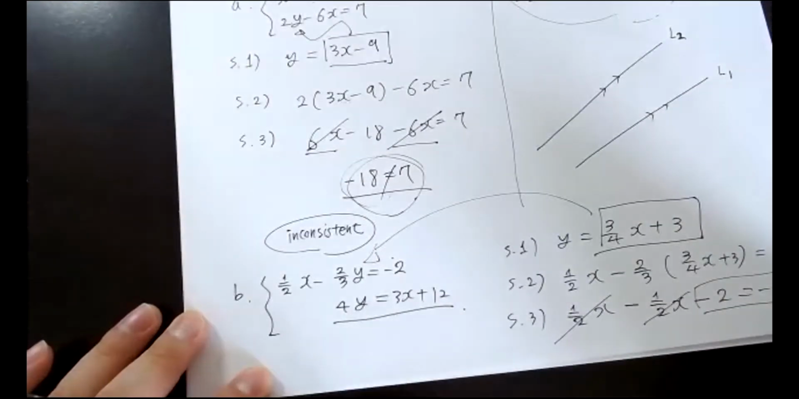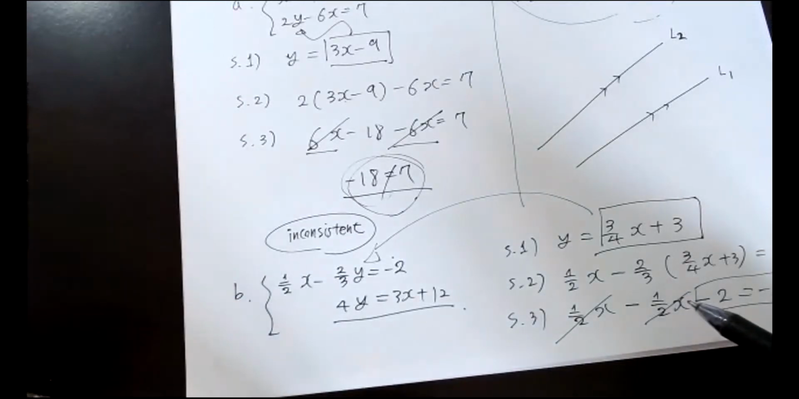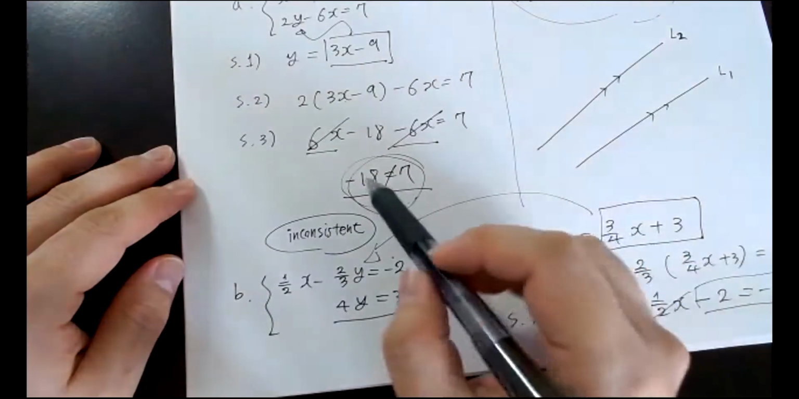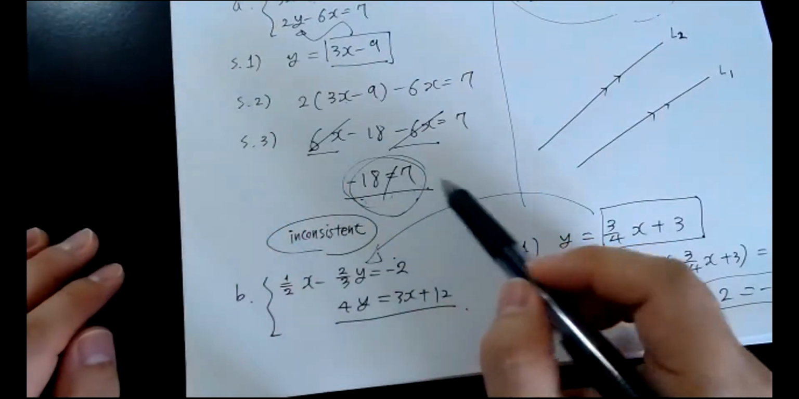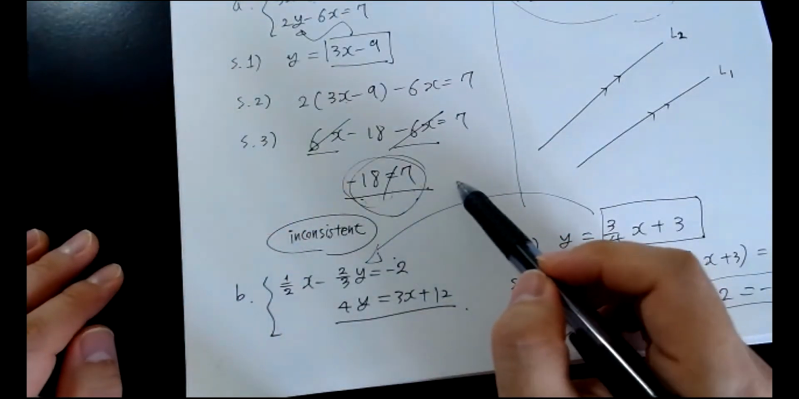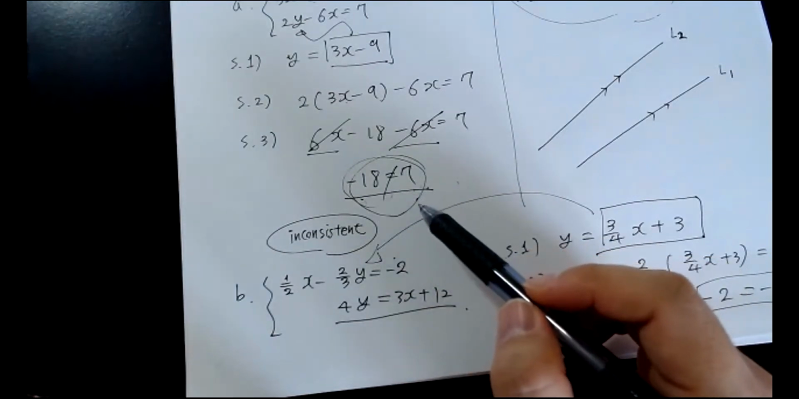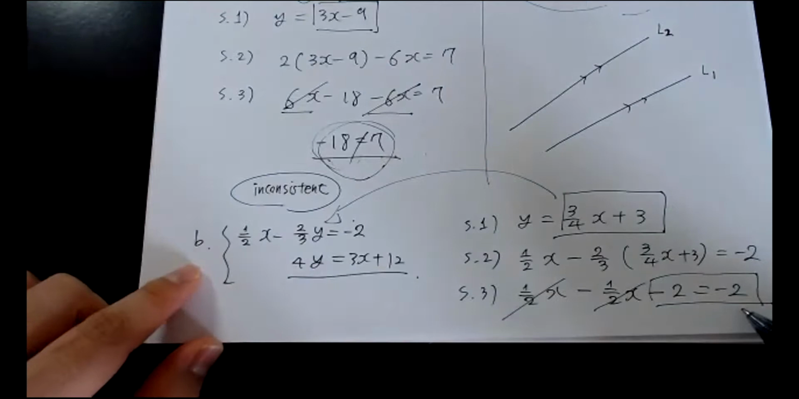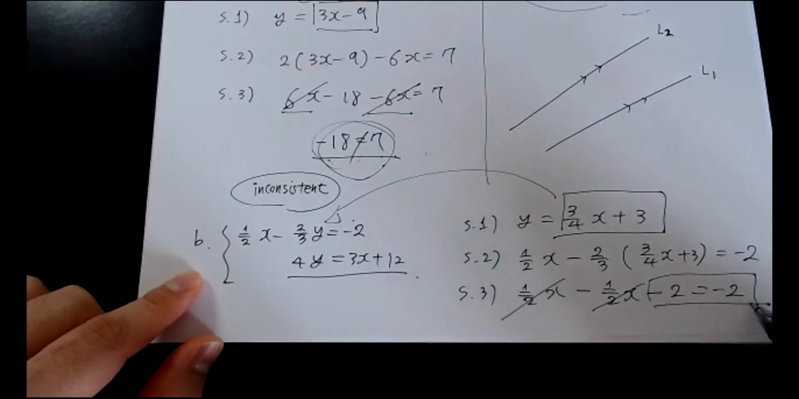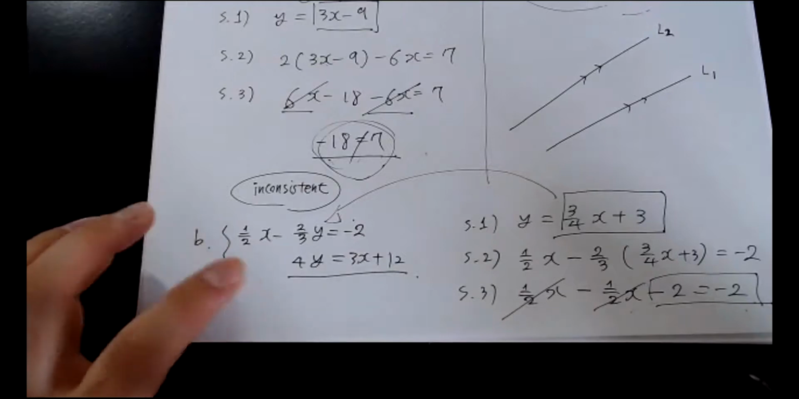Now you see the difference between problem A and problem B. In both problems, I used the substitution method, and we end up with numbers on both sides. But in A, the left number is different from the number on the right-hand side, so the equation ends up false. But in problem B, we got -2 equals -2, the same number on both sides. So this is true for any choice of x. It means this system has infinitely many solutions.